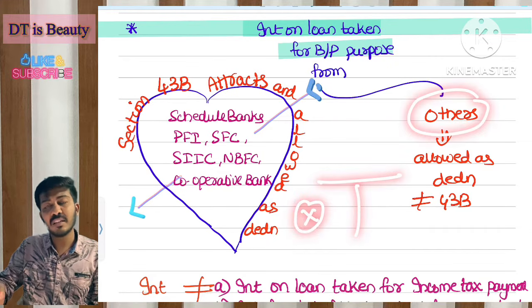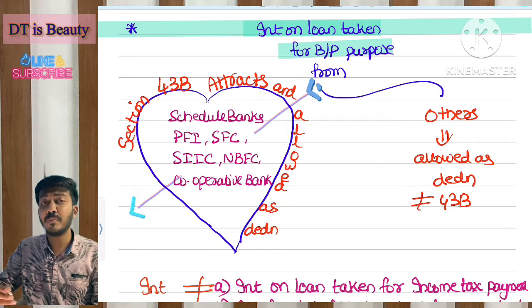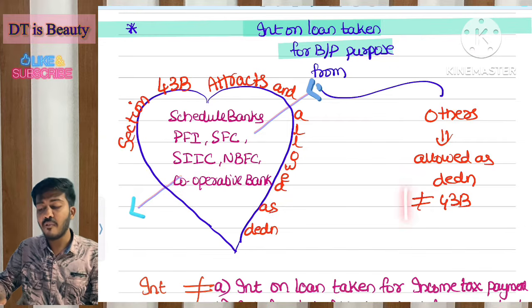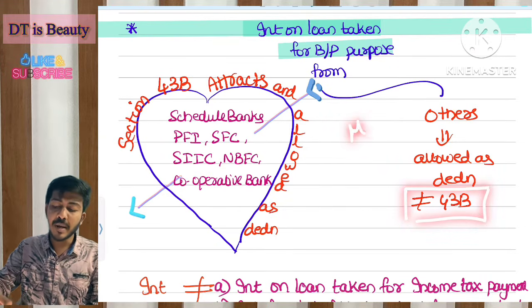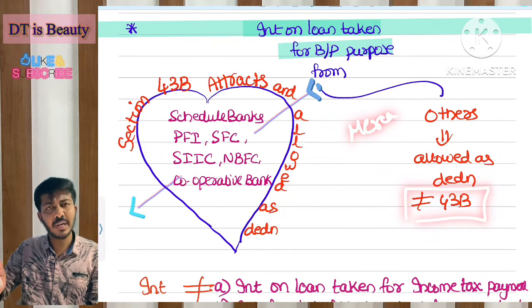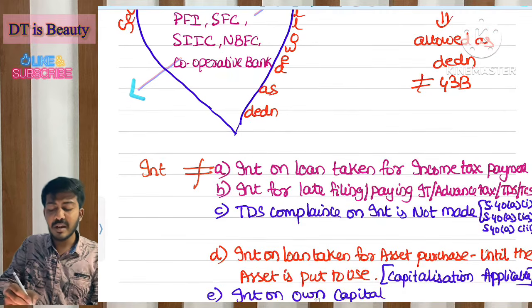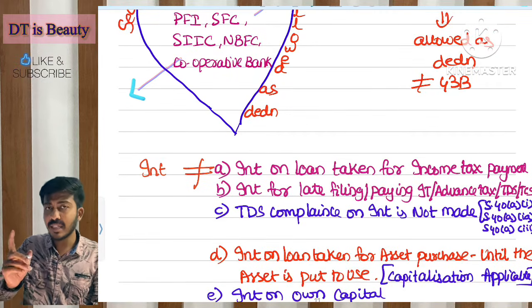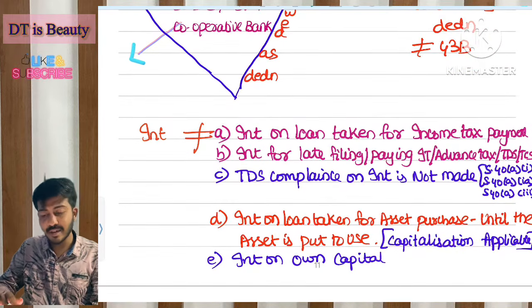However, if you take a loan from others, everything is allowed. Even if you pay or don't pay, no problem for us. 43B will not come. On what basis? Mercantile basis, which the company follows, so it is allowed as deduction. Super. Certain things are not treated as a deduction.